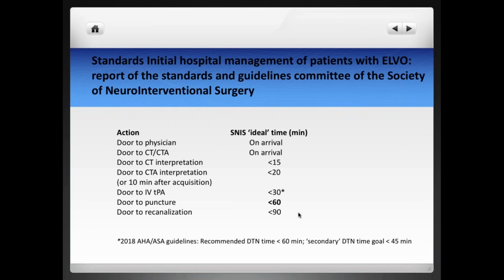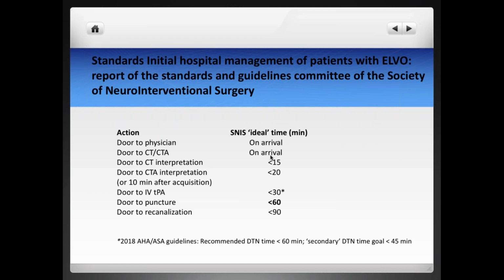I'm going to put this slide here because I just want to underscore the importance of the time metrics and have an understanding of what are the metrics that our societies, in this case the SNIS, are proposing as benchmark. As you can see, the time that it should take from a patient with an acute stroke coming into your hospital before getting a CT/CTA is literally on arrival. In other words, when you have an acute stroke patient and we get a pre-alert by EMS, we have to be ready to be receiving this patient in the scanner.